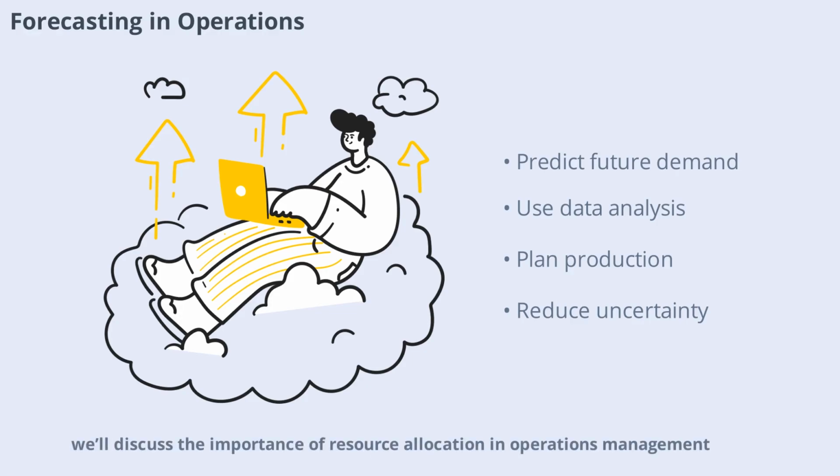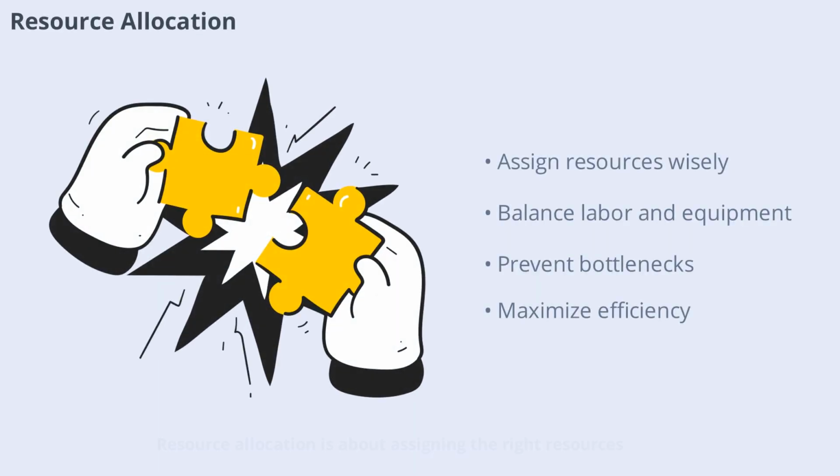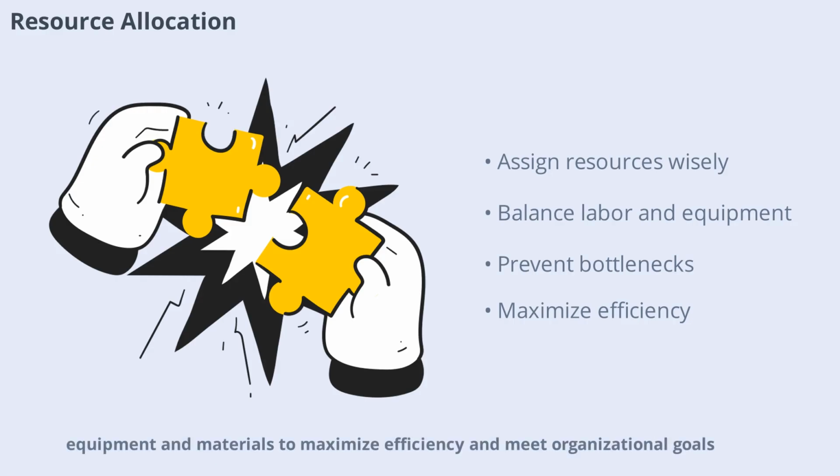Next, we'll discuss the importance of resource allocation in operations management. Resource allocation is about assigning the right resources to the right tasks at the right time. Operations managers balance labor, equipment, and materials to maximize efficiency and meet organizational goals.